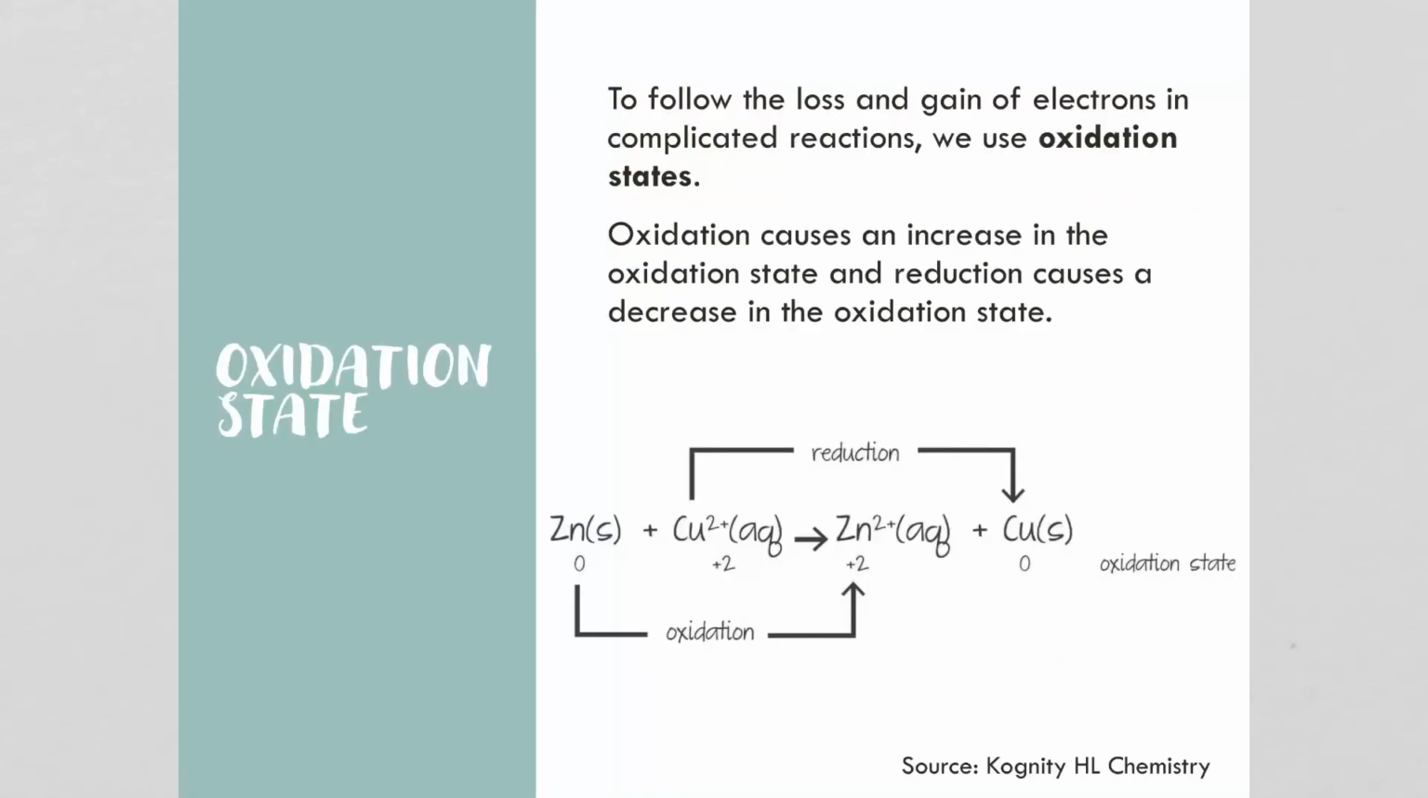Sometimes we might be asked to use the oxidation states to find out where things are losing and gaining electrons, and this we'll have to do in more complicated reactions. Oxidation will cause an increase in the oxidation state, and reduction causes a decrease in the oxidation state. So in this example, zinc is becoming oxidized, so it's increasing in its oxidation state, and this copper is being reduced, so it's decreasing its oxidation state.